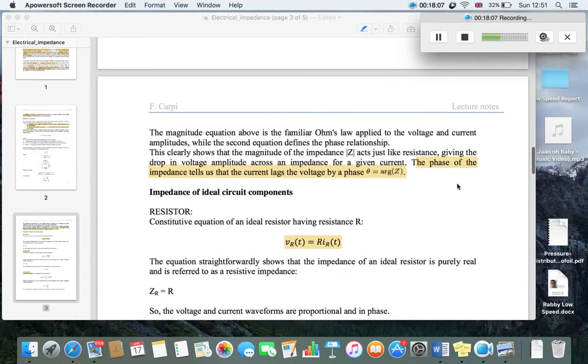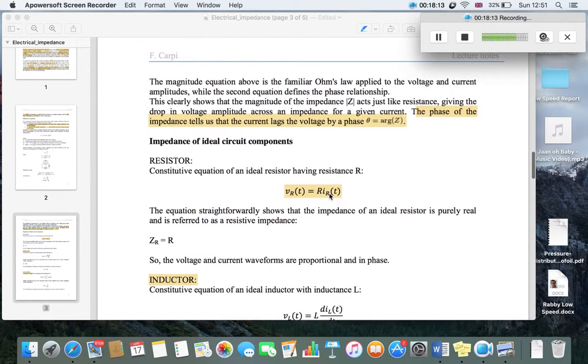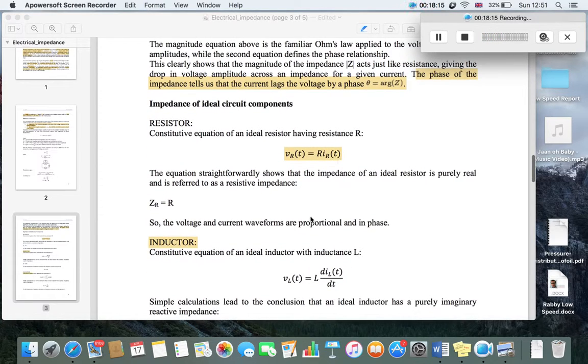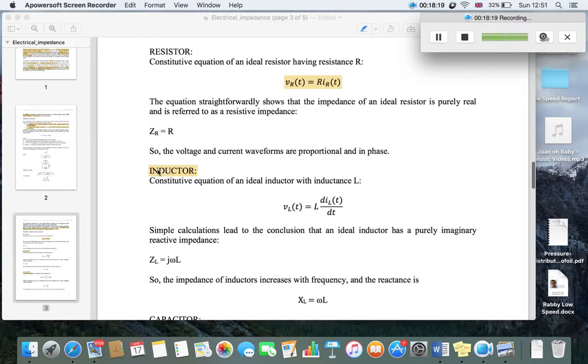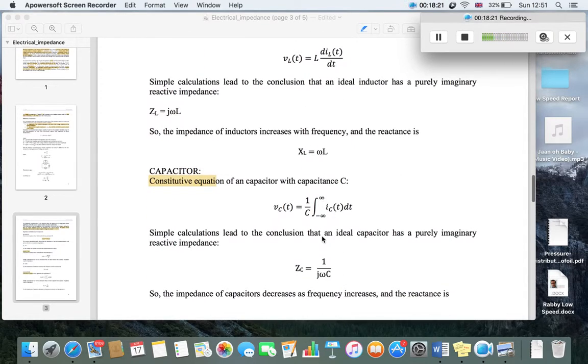And just remember, the phase of the impedance tells us the current lags the voltage by a phase. So how much the current is ahead or behind. And for each component of impedance there is a formula. For an inductor this is the formula, and for a capacitor this is the formula.